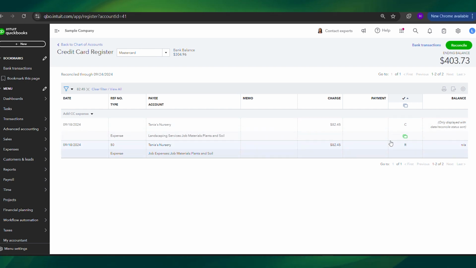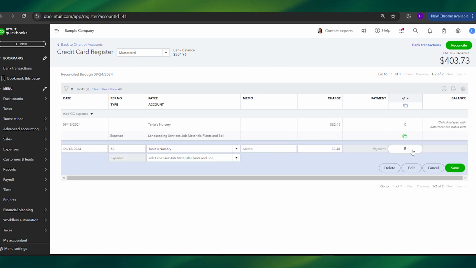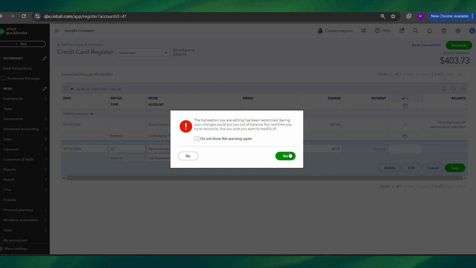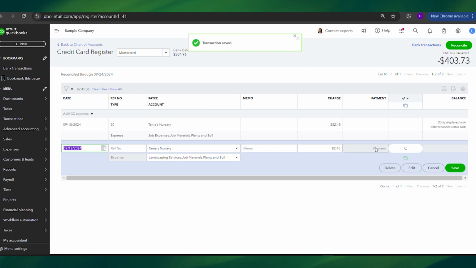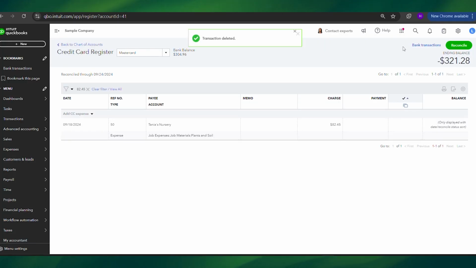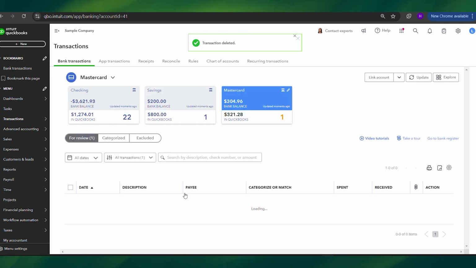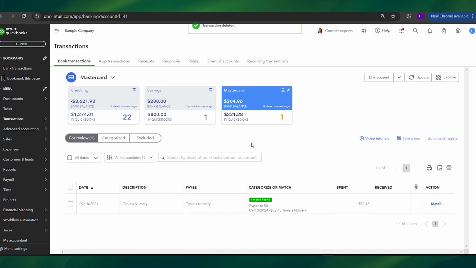In order to fix this one in particular, we're going to first have to unreconcile this one. And we can do this by just clicking on that little R, and then it goes blank, and we're going to save that. And if we delete the one that actually came through the bank account, it's going to kick it back to the bank feed. So if we go back to the bank feed, we see it come back here and it's matching to our expense now. So then we can match it.